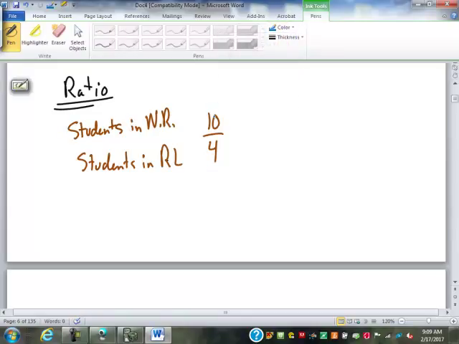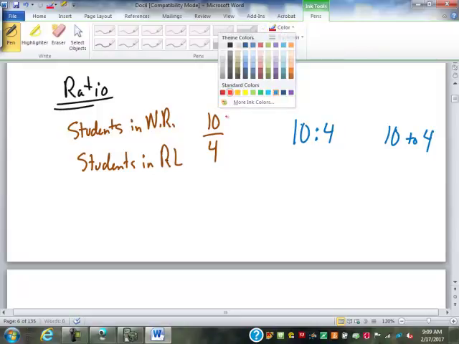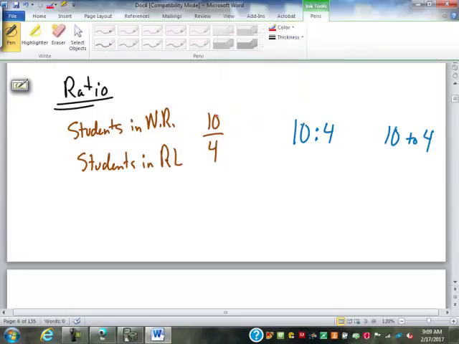And I can write it like that as a fraction of 10 over 4. Or I can write it as 10 colon 4. Or I can write it out with words as 10 to 4. Now, often I like to leave it as 10 over 4 as a fraction, because in fractional form, there's a lot of things I can do with it that are very similar to what I do with fractions. For example, both 10 and 4 can be divided by 2. I can divide that out to make it a 5 to 2 ratio.